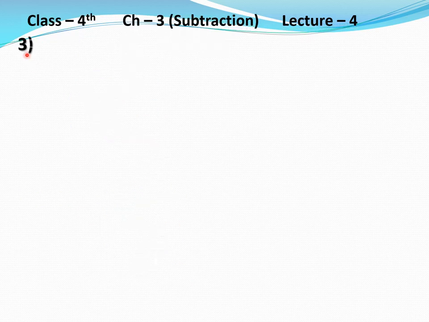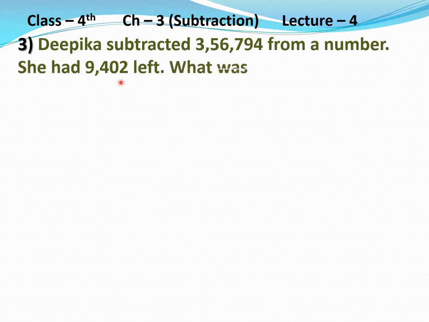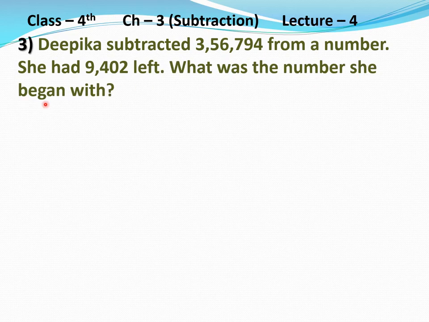Now question 3. Deepika subtracted 3,56,794 from a number. She had 9,402 left. What was the number she began with? Deepika subtracted 3,56,794 from a number, any number. She had 9,402 left. What was the number she began with? So which is that number from which she started?